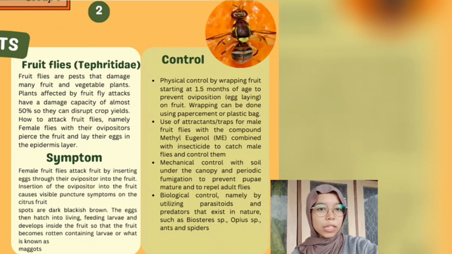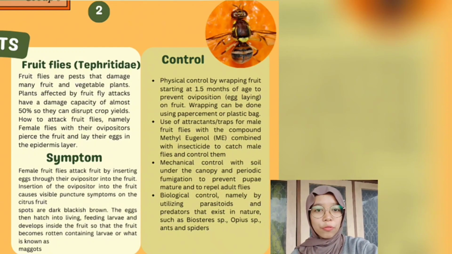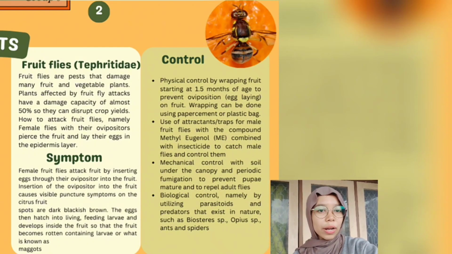The spots are dark blackish brown. The eggs then hatch into feeding larvae and develop inside the fruit, so that the fruit becomes rotten, containing larvae, or what is known as maggots.